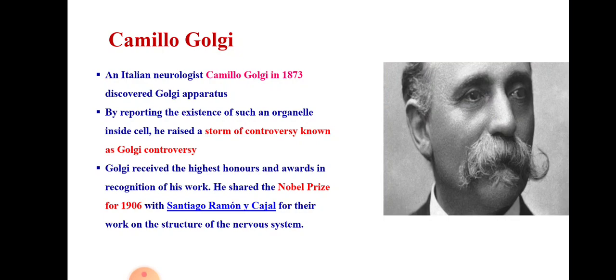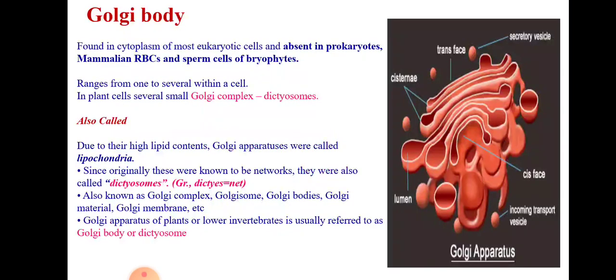Golgi received the highest honors and awards in recognition of his work. He shared the Nobel Prize in the year 1906 with Santiago Ramón y Cajal for this work on the structure of the nervous system. And this is an illustration of the Golgi body.